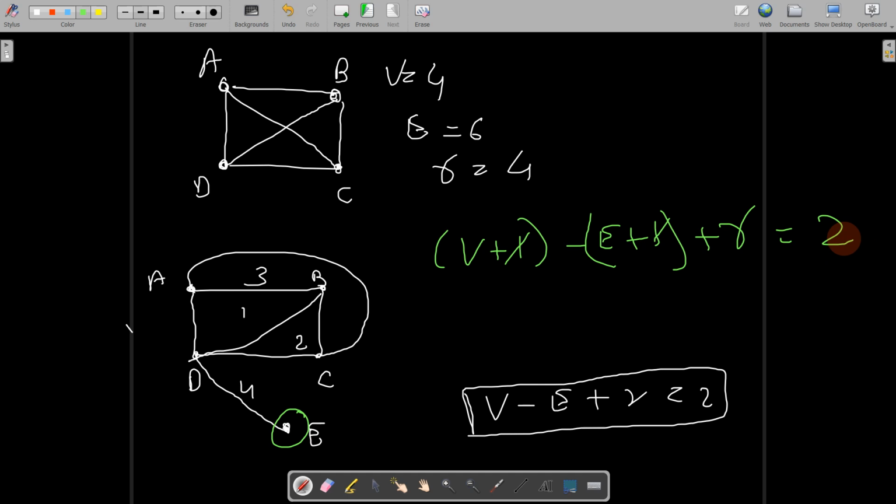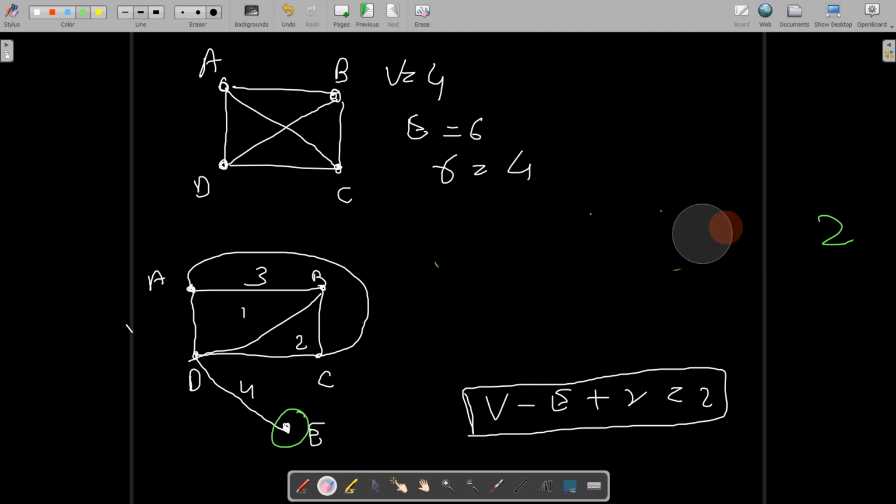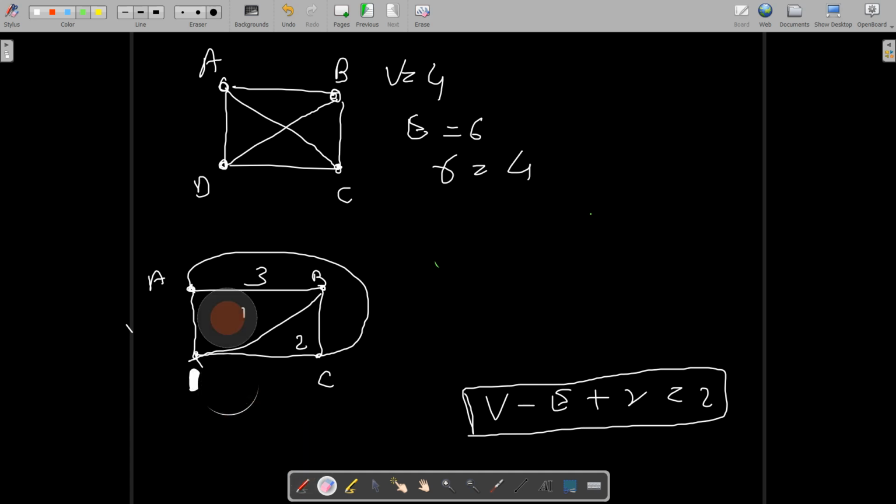Okay, now what I do is I try to increase the regions, and I don't increase the vertices. I remove that extra edge. Okay. I removed that extra edge, that extra vertex. Okay. Now we try to increase the regions. How can we do that? What we do is we try to increase the regions, right?